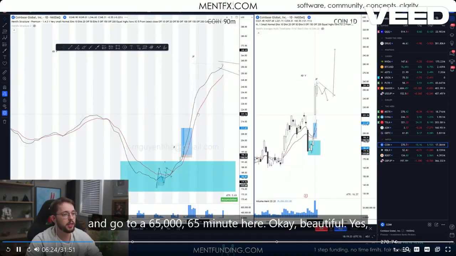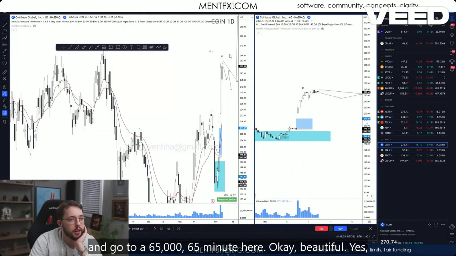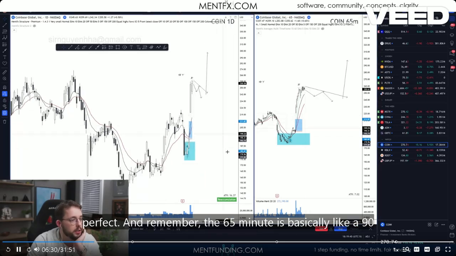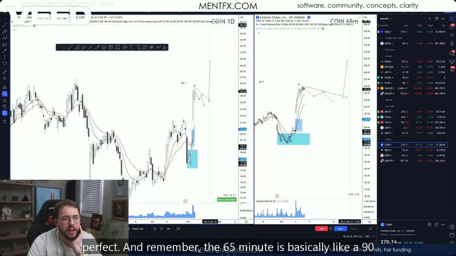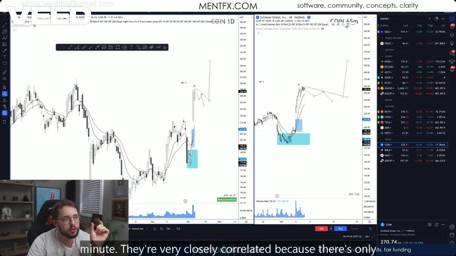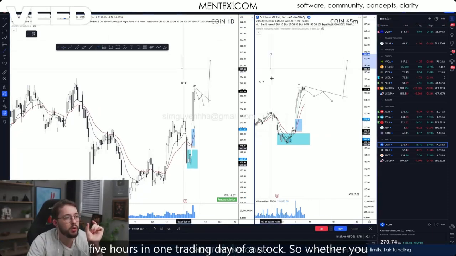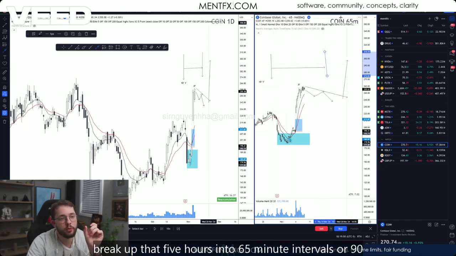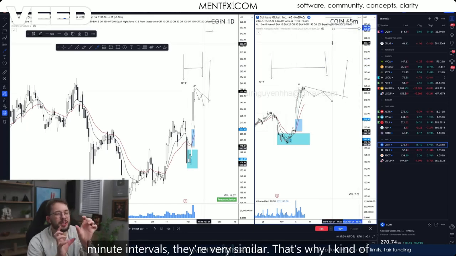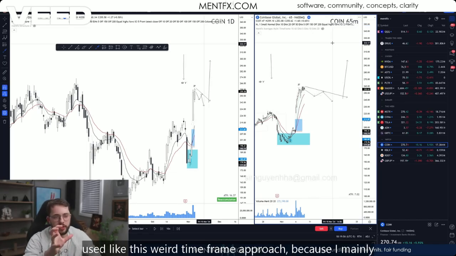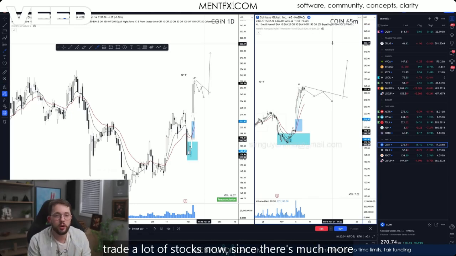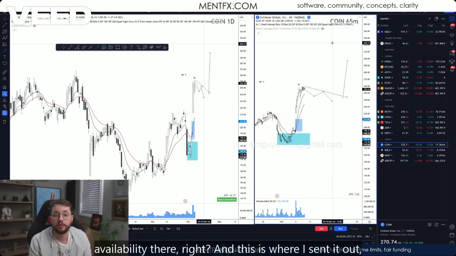So let me go to the daily here and go to a 65-minute here. Okay, beautiful. And remember, the 65-minute is basically like a 90-minute. They're very closely correlated because there's only 5 hours in one trading day of a stock. So whether you break up that 5 hours into 65-minute intervals or 90-minute intervals, they're very similar. That's why I use this weird time frame approach, because I mainly trade a lot of stocks now, since there's much more availability there.